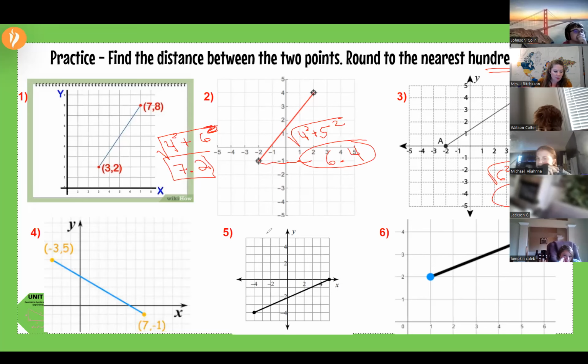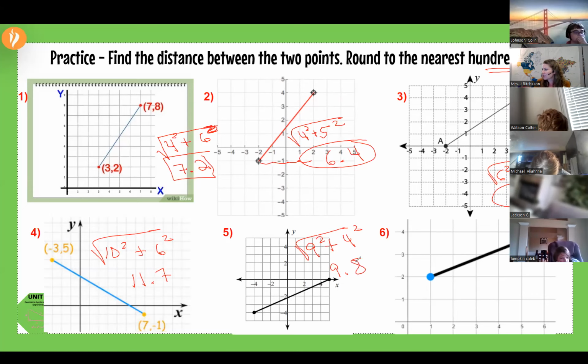All right, number 4 is a 10 by 6. A 10 by 6 would be 11.7. Number 5 should be a 9 by what? 4? A 9 by 4 triangle would be a 9.8. Y'all tell me if you disagree with me. And then number 6 would be a 1, 2, 3, 4, 5 by 2. So 5 squared plus 2 squared. The square root of all of that is 5.4.